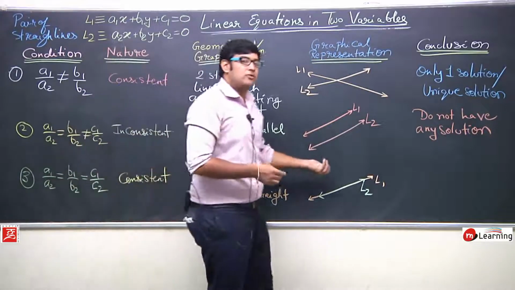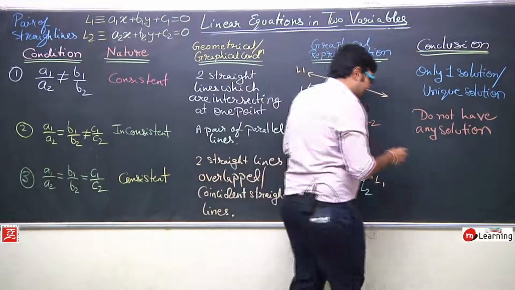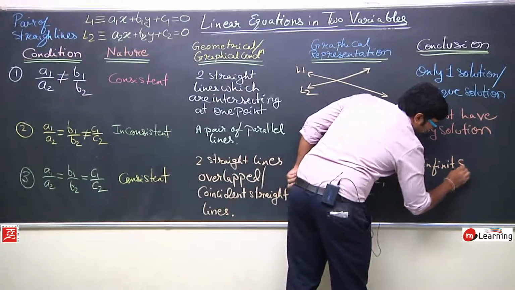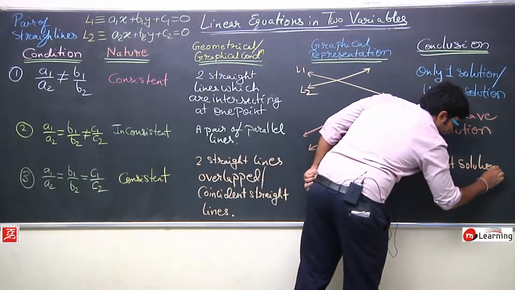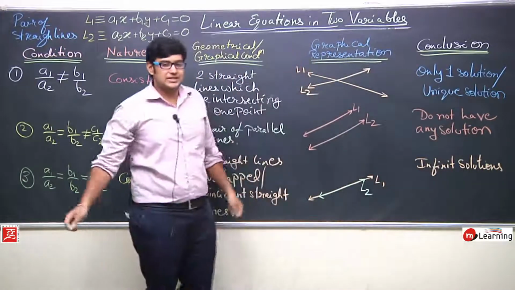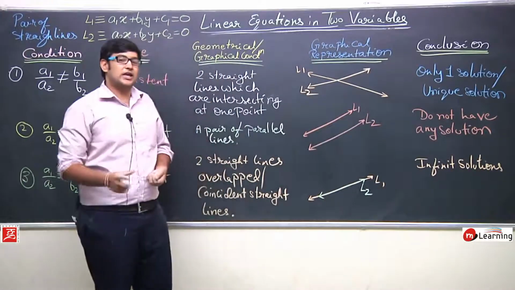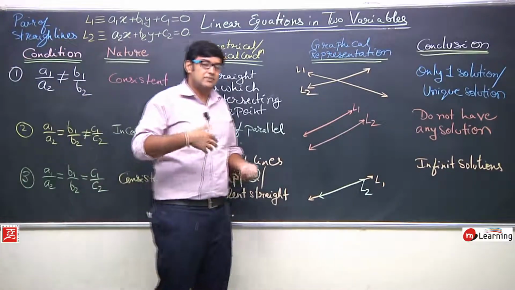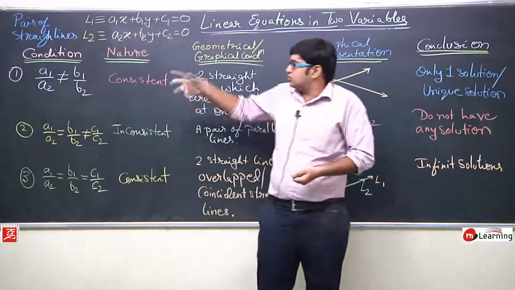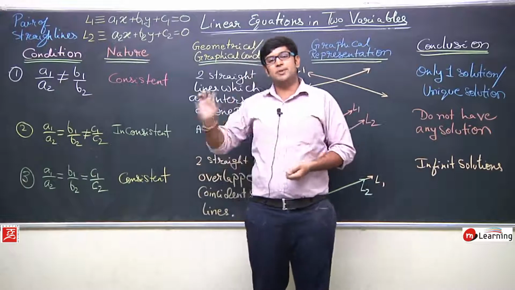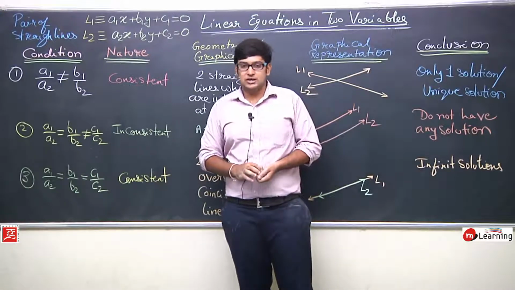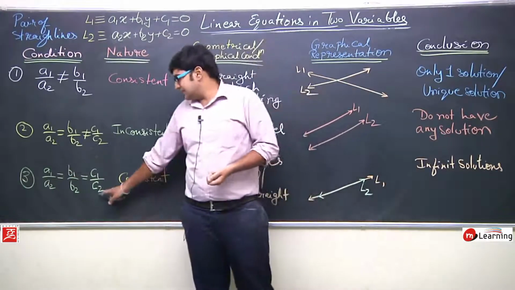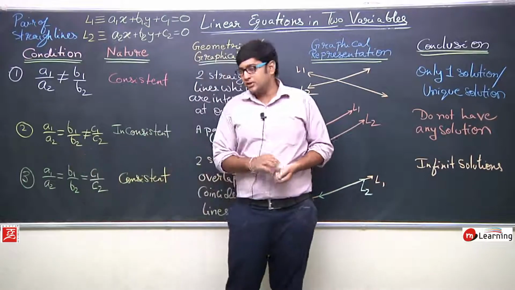Now what conclusion can we draw from this? We will say the two equations will have infinite solutions. Infinite solutions means there will be many pairs of x and y which will satisfy these equations together, many common solutions of both equations. Hence we will say this pair of linear equations will have infinite possible solutions and the nature will be consistent. When will this happen? When the condition is a1 upon a2 is equal to b1 upon b2 and also equal to c1 upon c2.